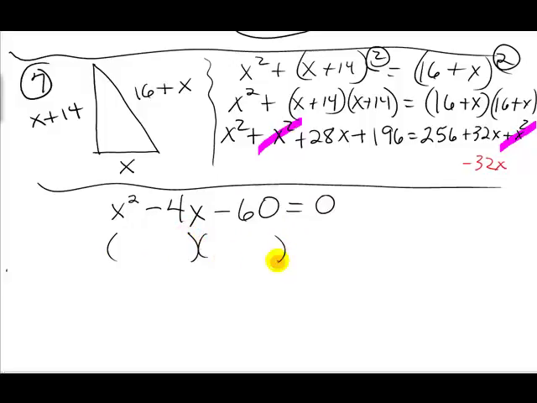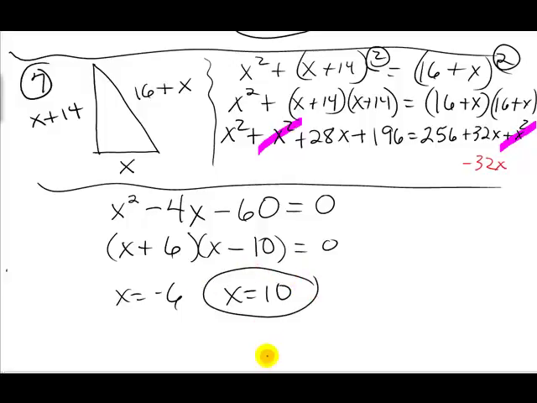Now I need to factor. One's plus, one is minus. 60, and the difference is 4. So let's see, let's do 10 and 6. x equals negative 6, x equals 10. Remember, we're talking about a real triangle, so 10 is my x.